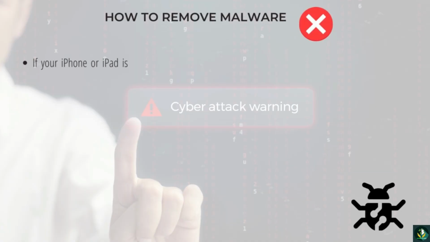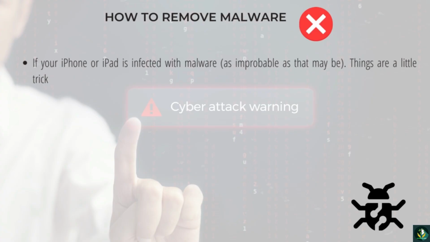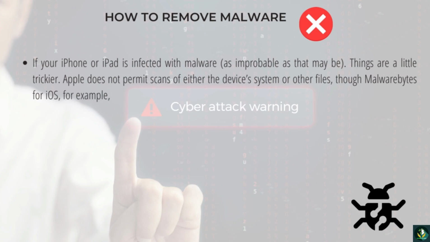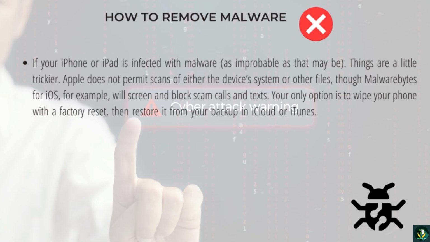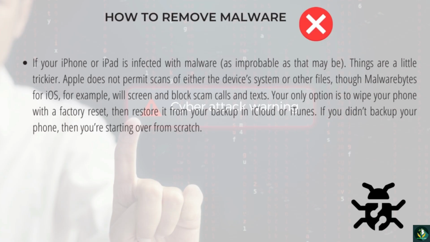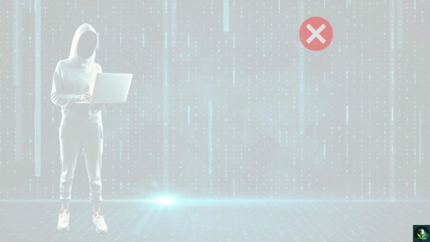If your iPhone or iPad is infected with malware, as improbable as that may be, things are a little trickier. Apple does not permit scans of either device's system or other files, though Malwarebytes for iOS, for example, will screen and block scam calls and texts. Your only option is to wipe your phone with a factory reset, then restore it from your backup in iCloud or iTunes. If you didn't back up your phone, then you're starting over from scratch.